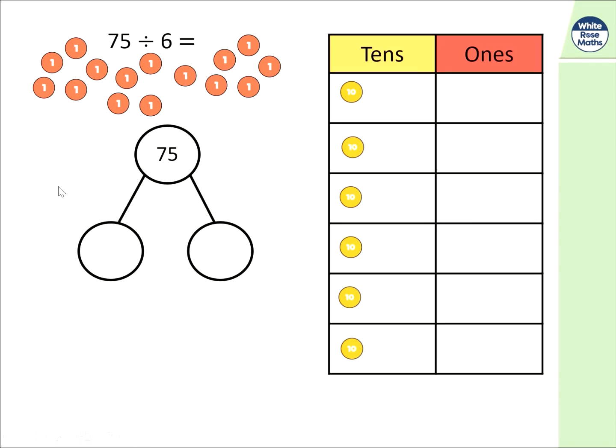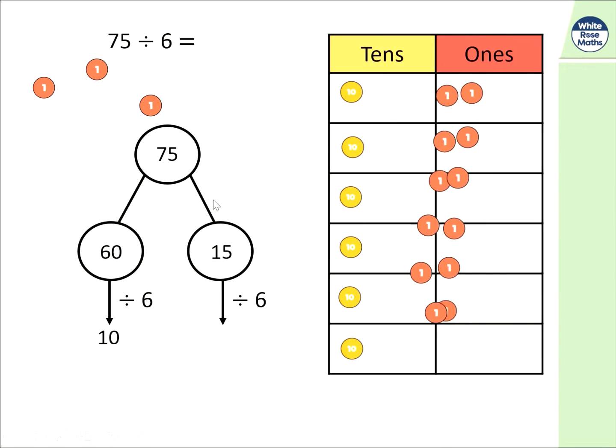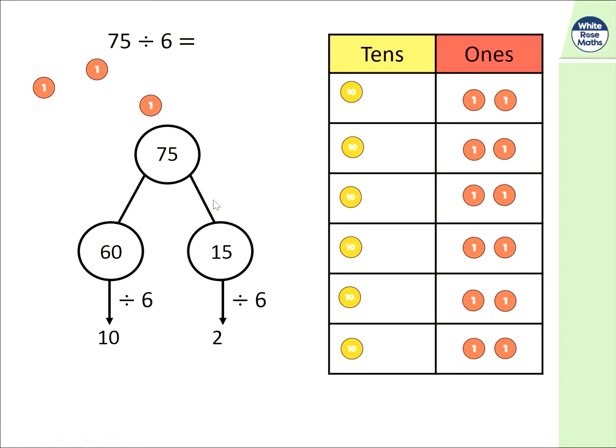And you can see here in our part-whole model so far, we have broken it up into 60. And when we divided 60 by 6, which is what we're dividing by, that gave us 10. And then we have 15 left. 15 divided by 6 gives you the answer 2. However, we have 3 ones left over.